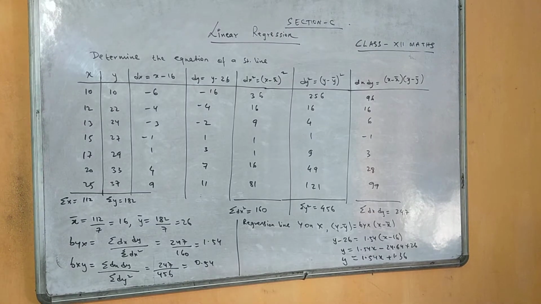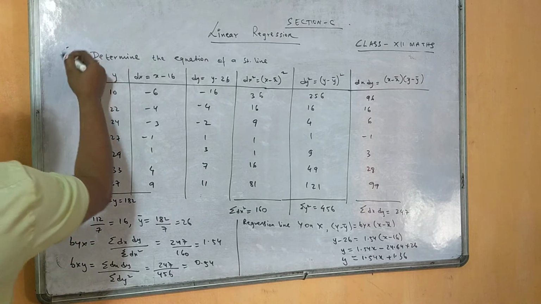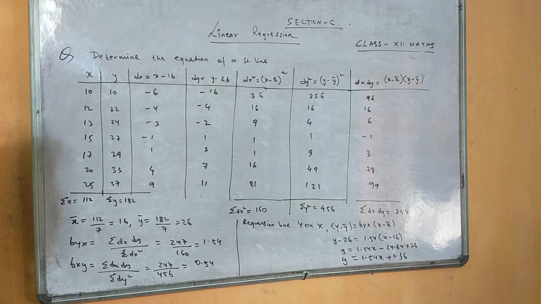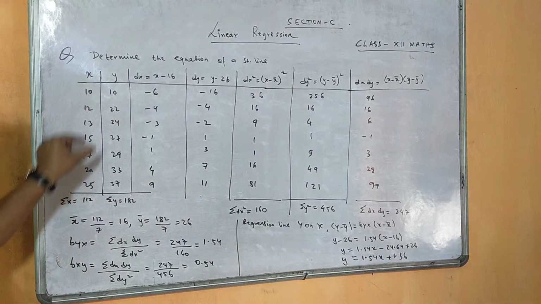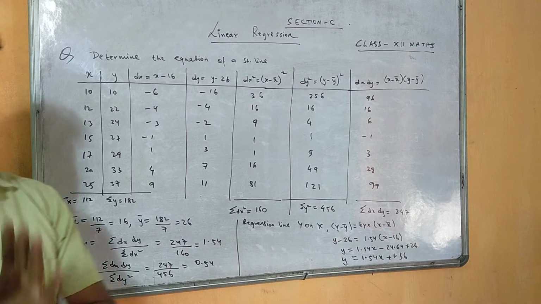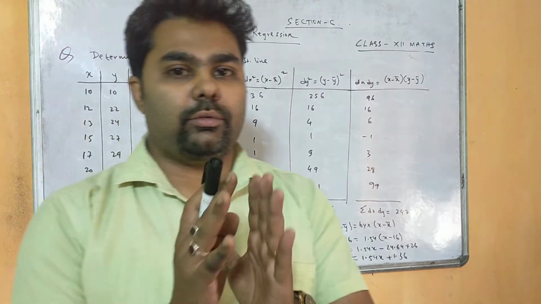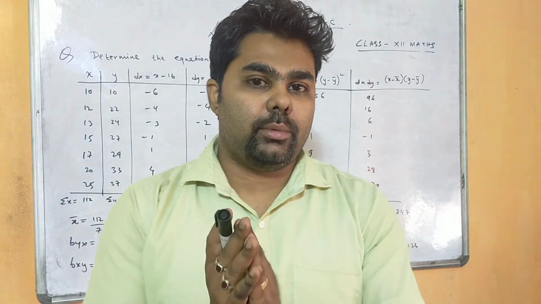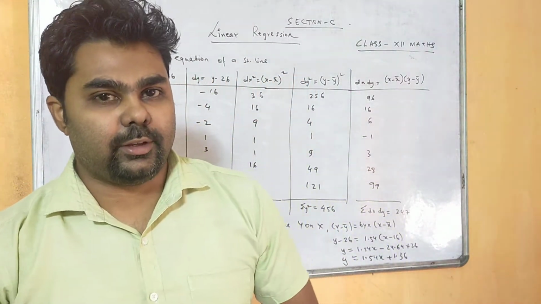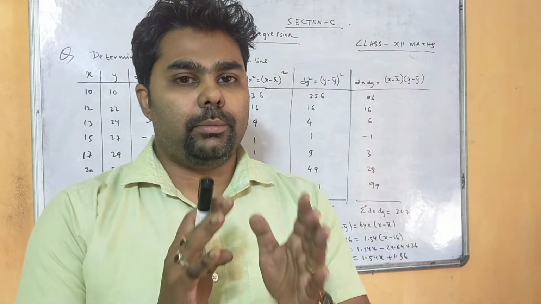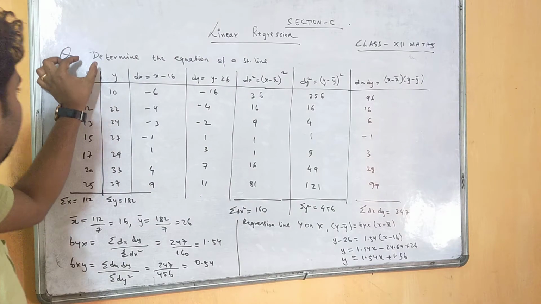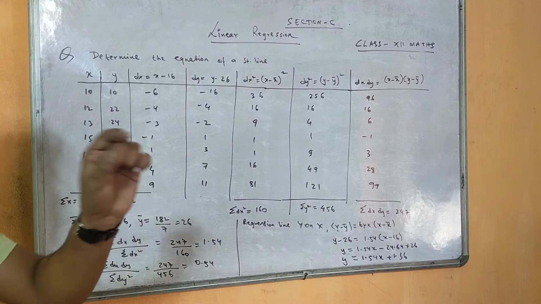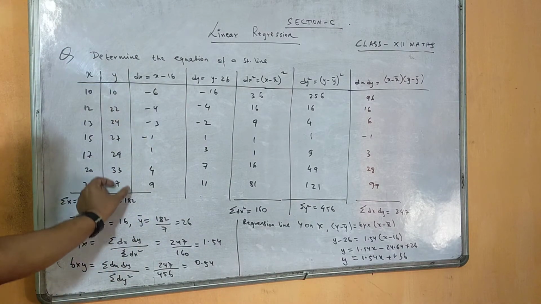So here I have noted down one question. Determine the equation of a straight line. Okay. In the question, only x values and y values are given. What we have to find? We have to find lines of regression, that is y minus y bar equals byx into x minus x bar. So in order to find byx and x bar and y bar, we need to make this column. First we will write all the x values here as given in the question. Y values also we will write in here.